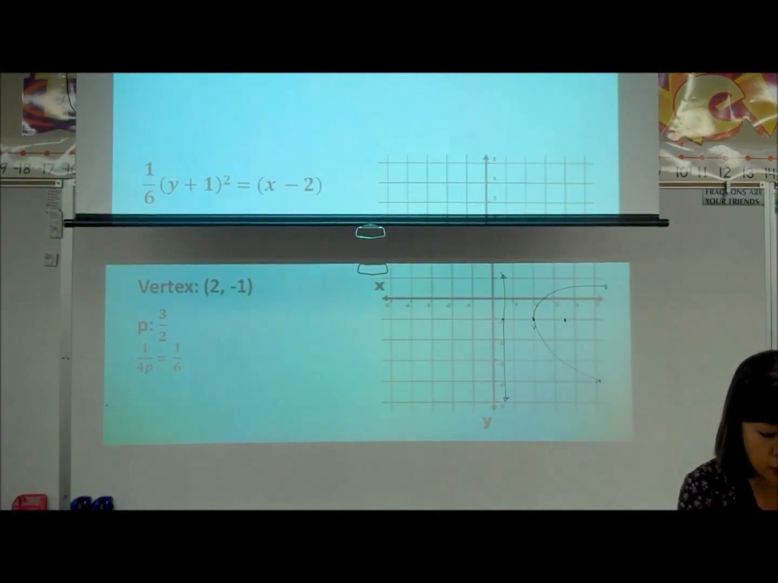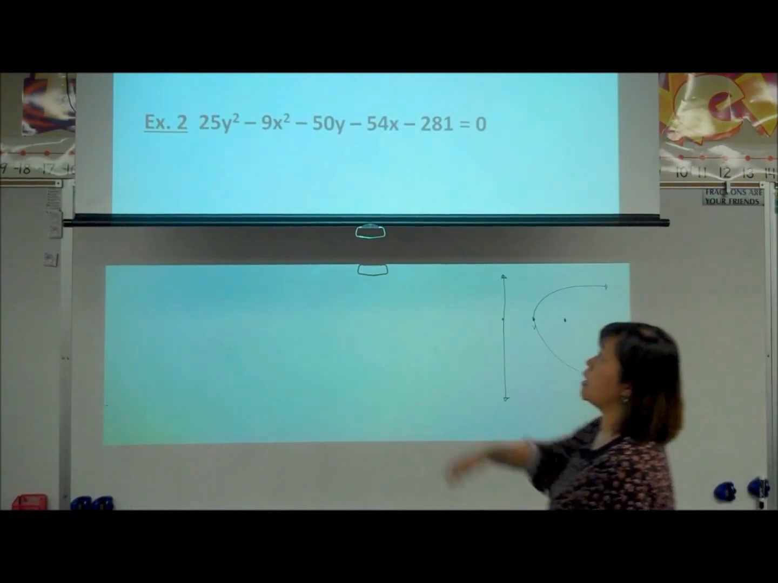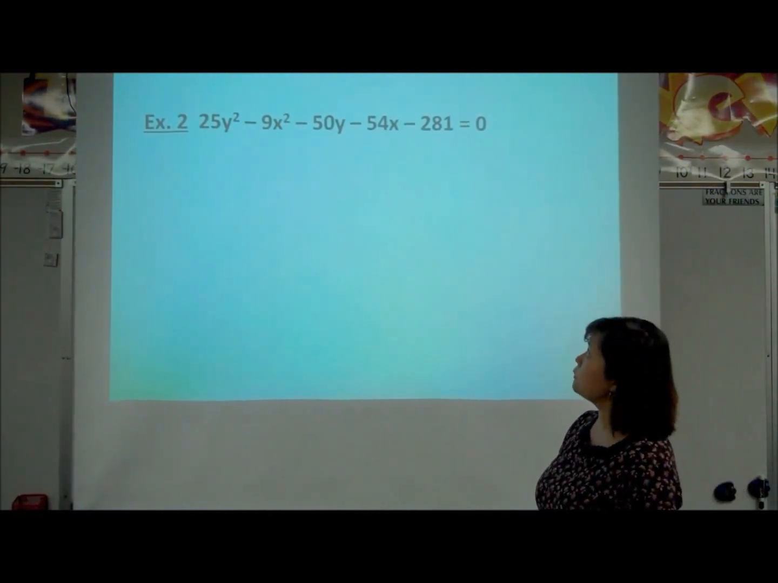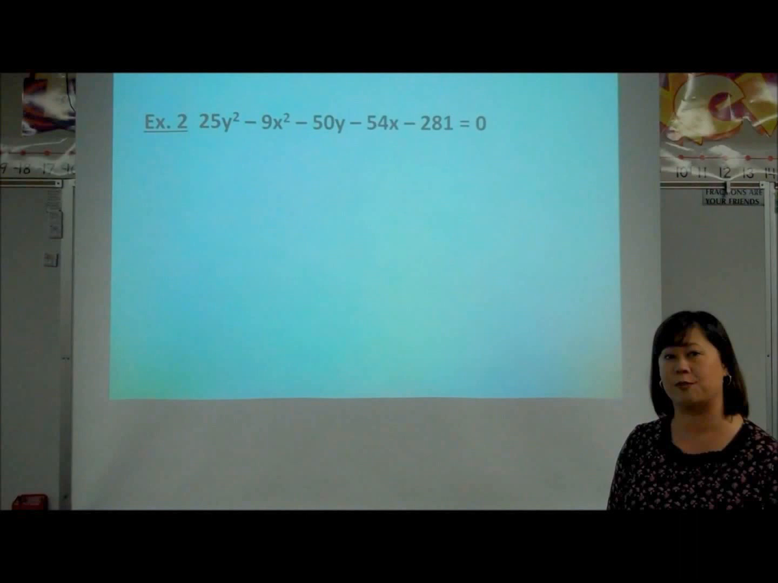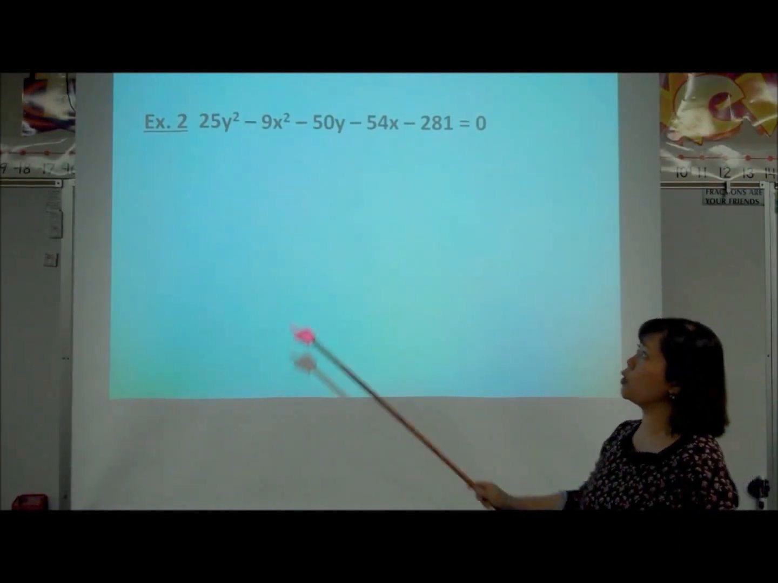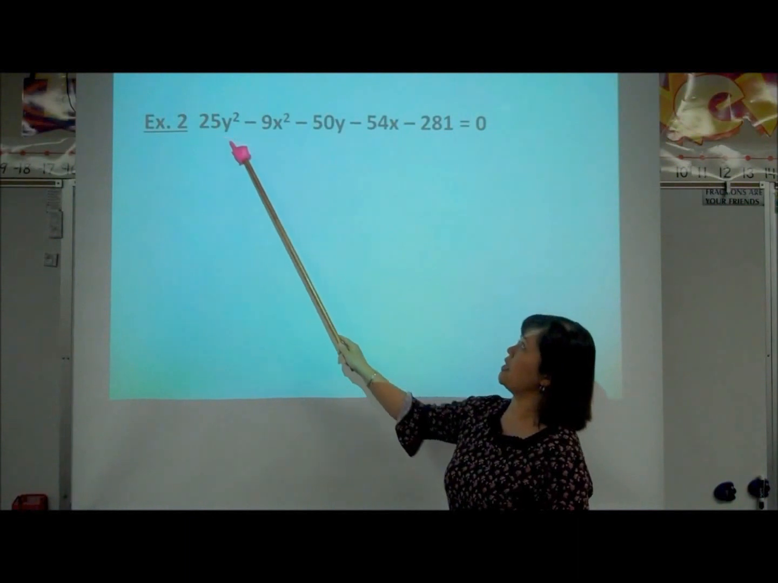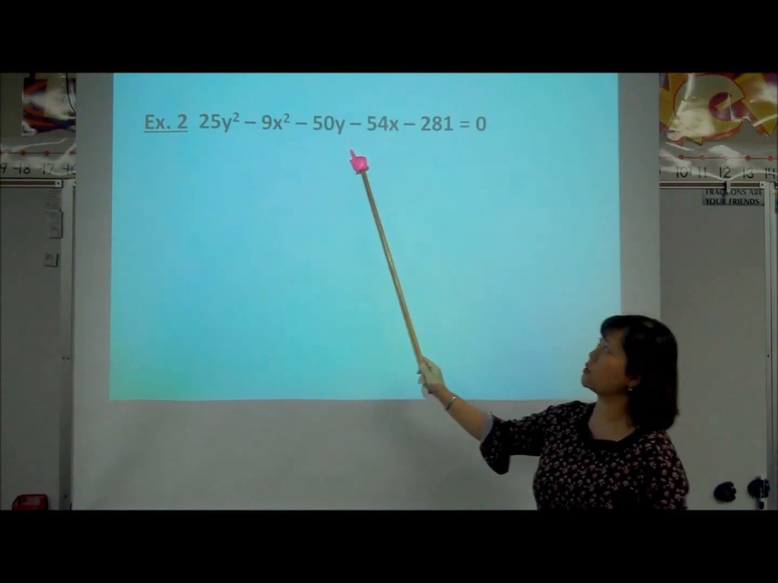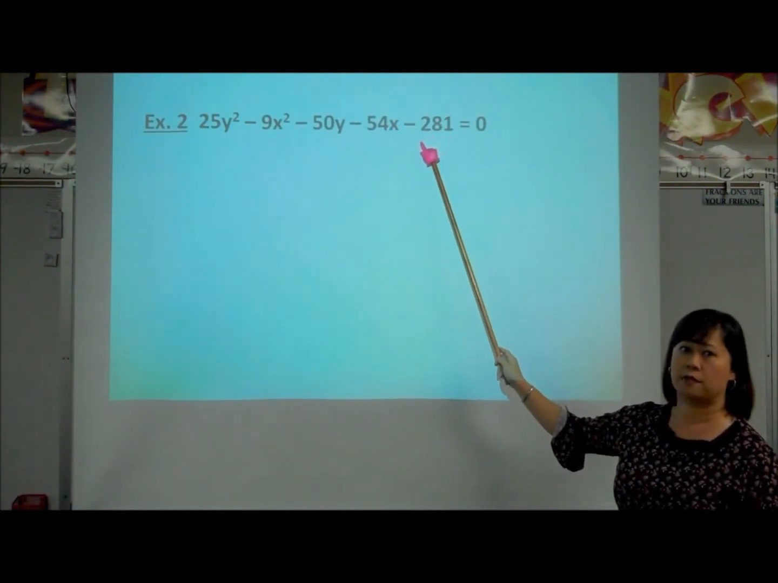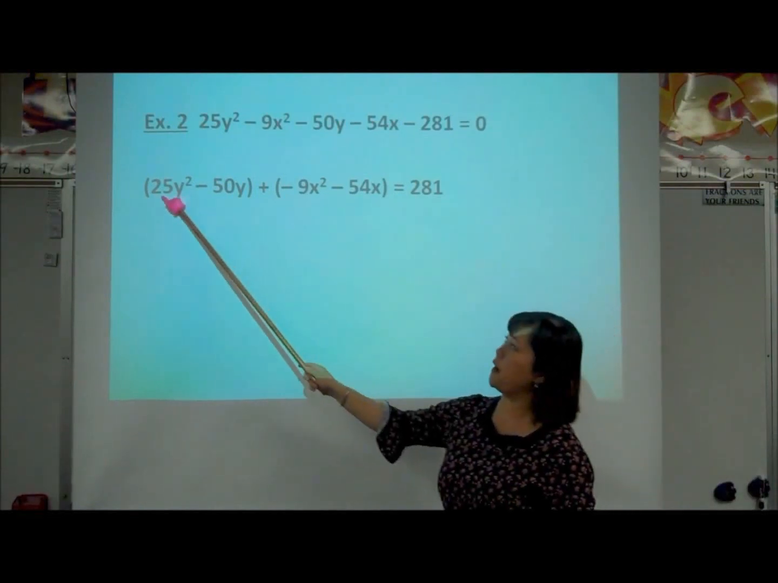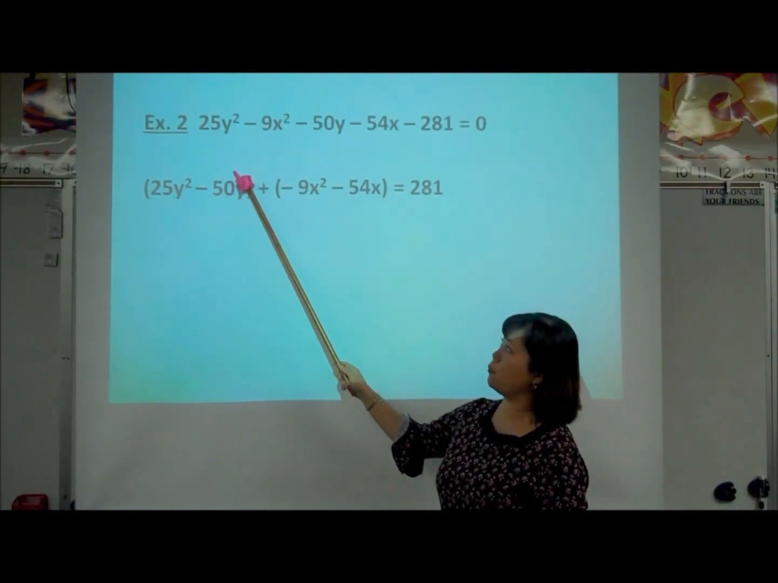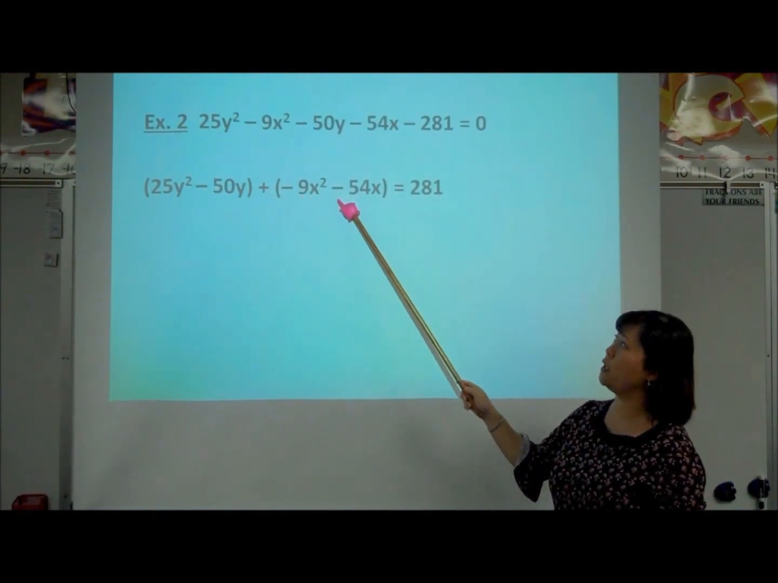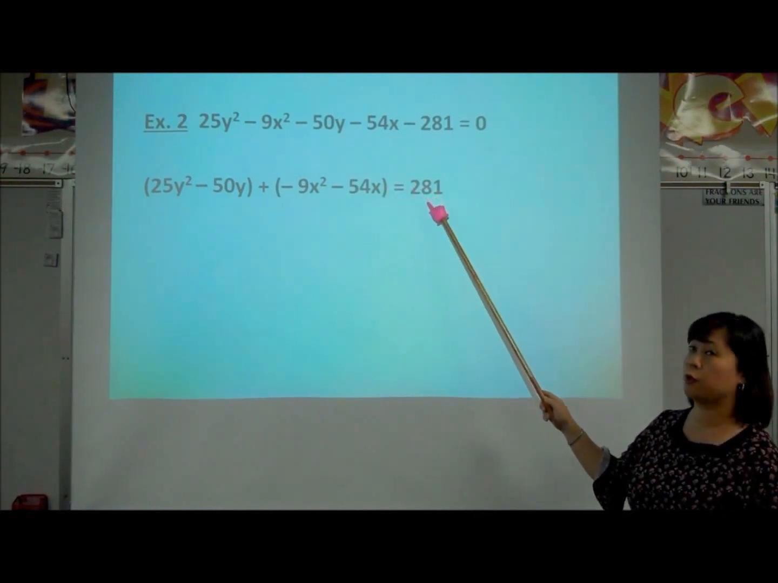So let's try example 2. Example 2 is 25y squared minus 9x squared minus 50y minus 54x minus 281 equals 0. Okay, so same idea. We're going to group all the y's together. We're going to group all the x's together. In this case, there's more, right, because there's an x squared and an x. So we're going to group those together, and we're going to bring the number to the other side of the equal sign. So here we go. I have 25y squared minus 50y in one set of parentheses, plus, and in the second parentheses I have negative 9x squared minus 54x, and then equals 281.